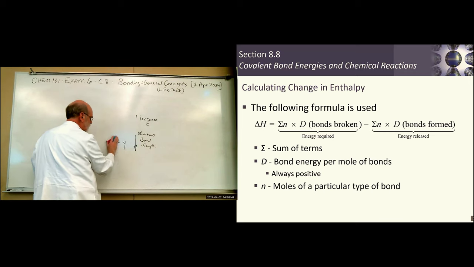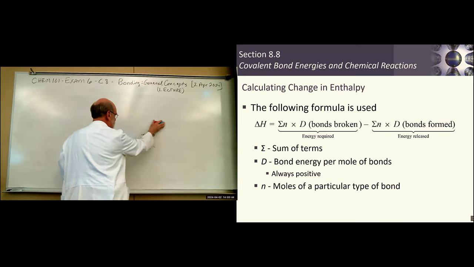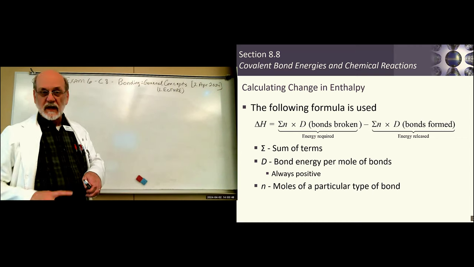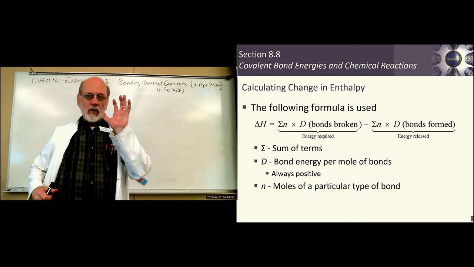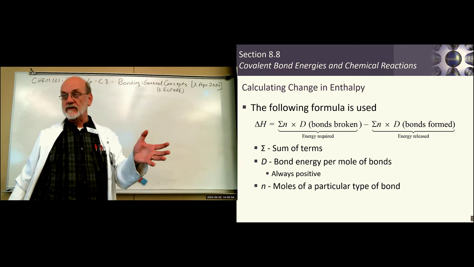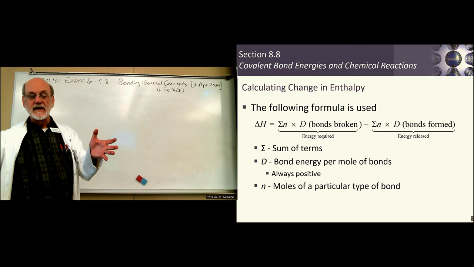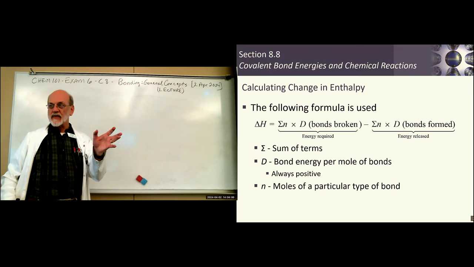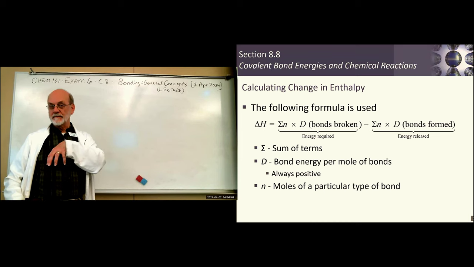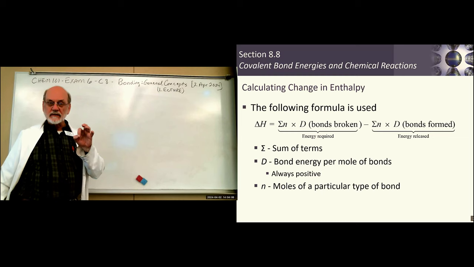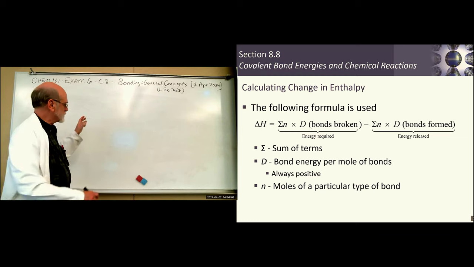What we can do with those bond energies, once they've been calculated, is calculate the enthalpy of a given reaction based upon the bonds that are broken and the bonds that are formed. So the bonds that are broken are in the first term.